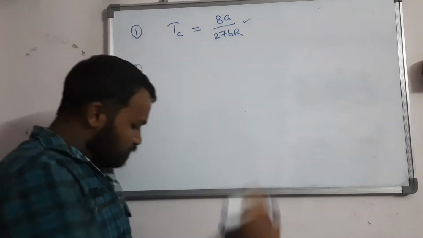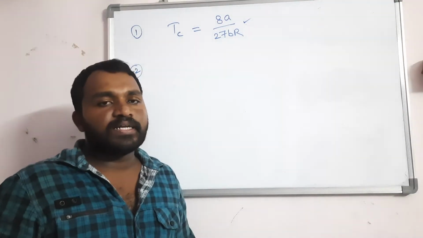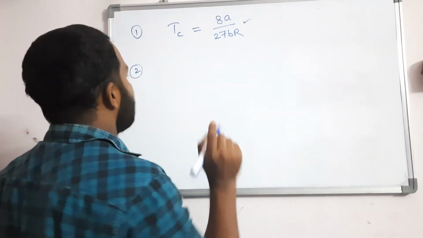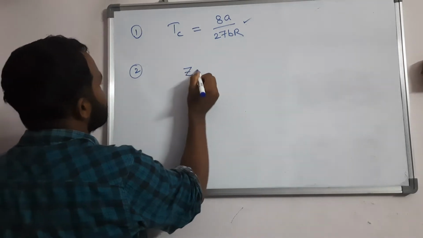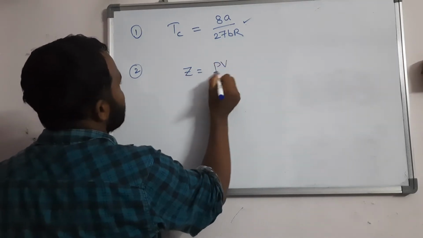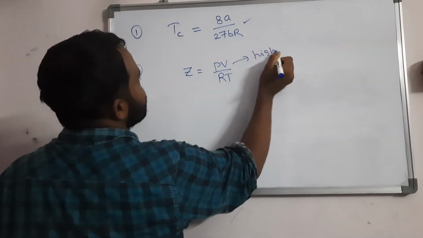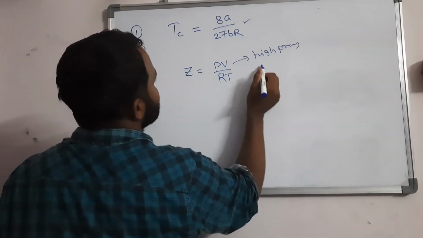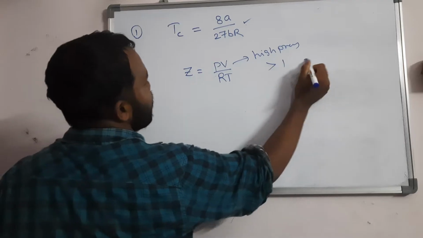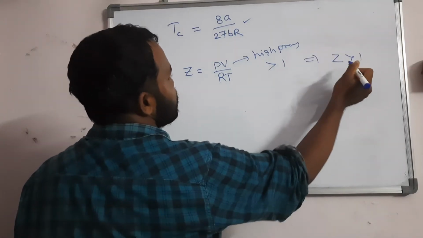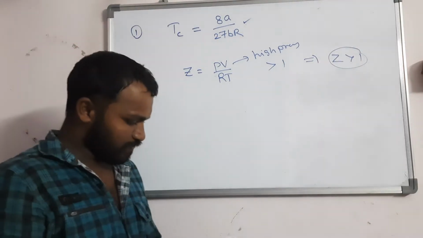Question number 2. Compressibility factor, generally they asked for high pressure. Compressibility factor is Z. Z is nothing but PV by RT. This is for high pressure. At high pressure, compressibility factor Z is greater than 1. This is the correct option.